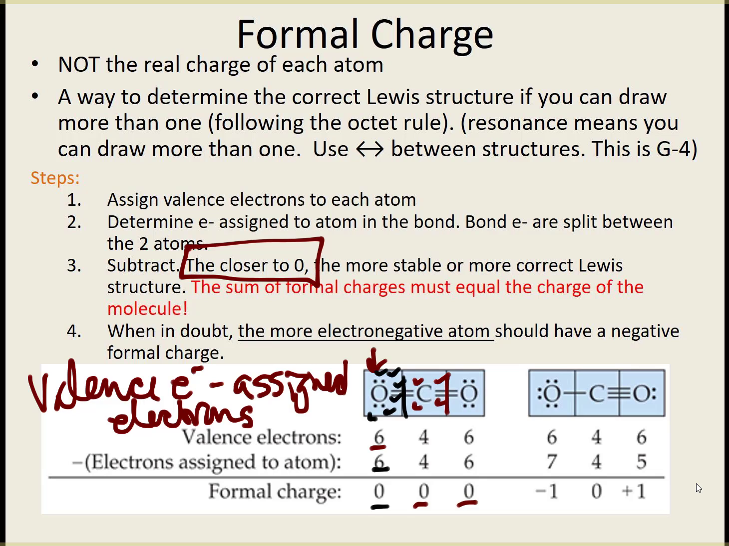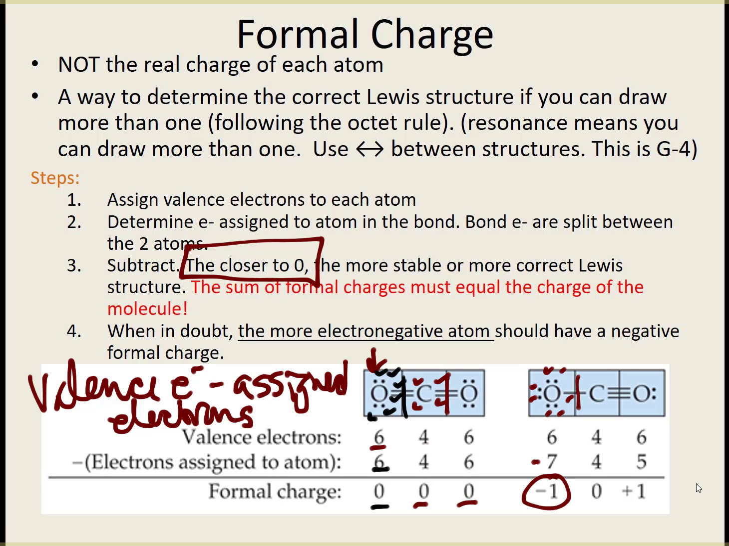So this other one has a single bond and then a triple bond, and let's do the same thing. So the valence electrons are going to be the same, 6 for each of the oxygens and 4 for the carbon. And let's count on that first oxygen how many electrons are assigned. So I have 1, 2, 3, 4, 5, 6, and then half this bond would be 7. So 6 minus 7, I do get a -1 on this side.